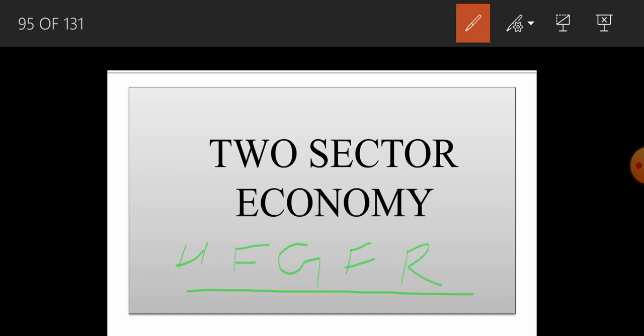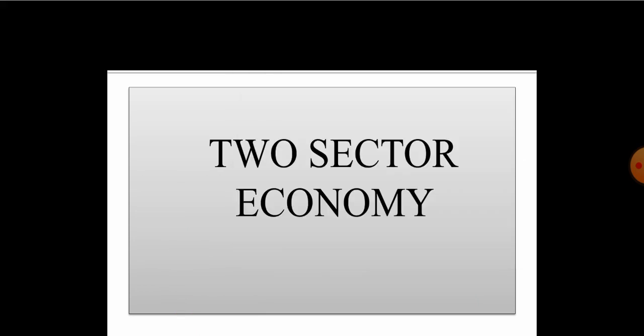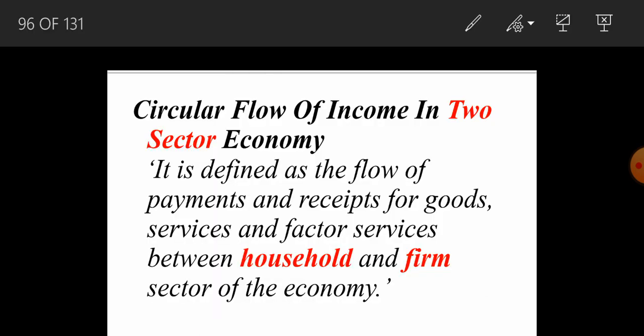So here in this course of macroeconomics, we are concerned only about these two, that is household and firm. Okay, so now let's move further. Here it says circular flow of income in a two sector economy. When you talk about circular flow of income, circular flow means from household to firm and from firm to household. So definitely it's a circular flow of income, right?